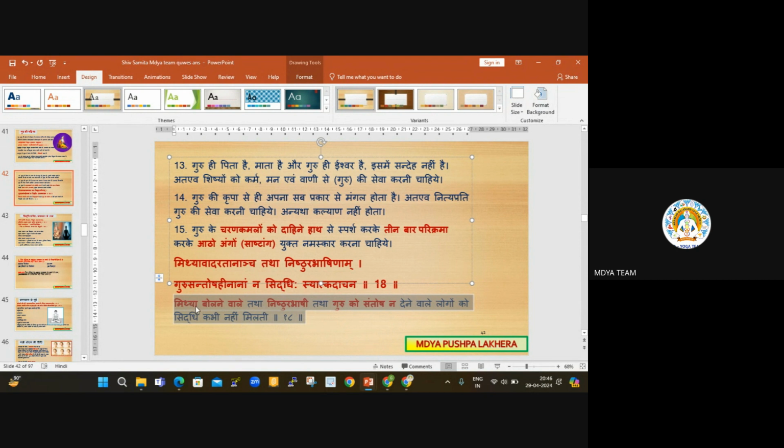Okay. Here it is only mentioned mithya bolne wala or nishtur bhasi guru ko santas na de, means the last point is mentioned here. But the other points I said are also mentioned in the verses, in the slokas. So all of you please note that down.